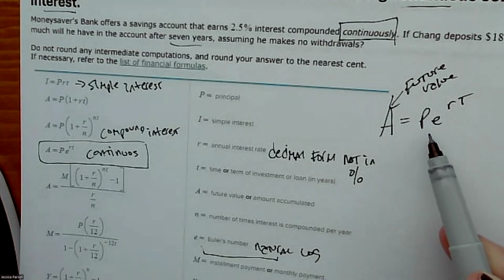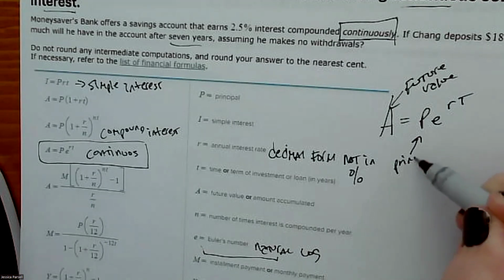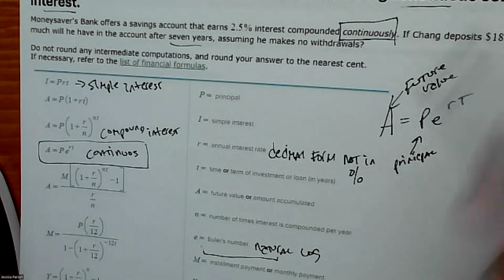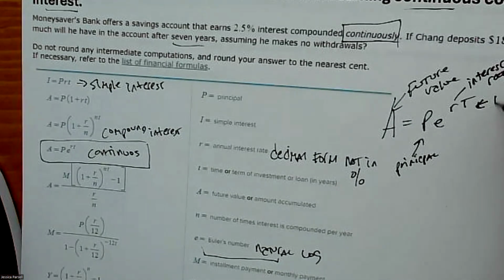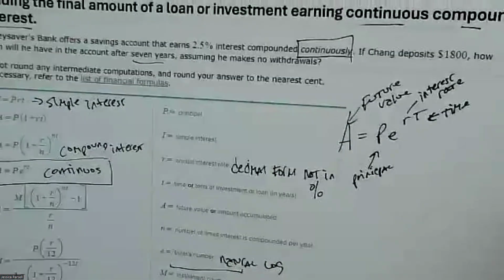Okay. P is the principal. Little r is going to be your interest rate. And T is, of course, time. Okay, so what do we know about this problem? Let's pluck out what we know.